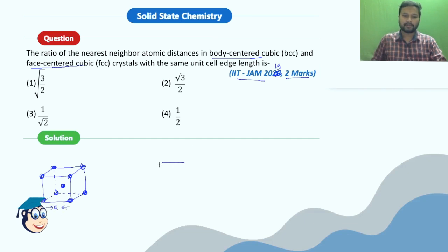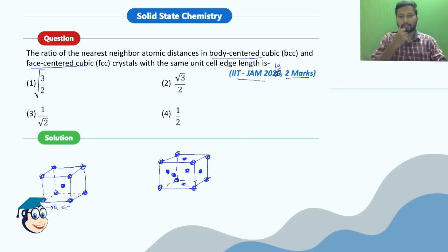Whereas if I draw for FCC, again a particular cube, in that case you have atoms at the corners, you know that. Along with that, you have atoms on the face centers. Face centers means, let's say this is the front face, so you have an atom at the center of this. This is the side face. You have an atom at the center of the top face, this back face, this side face and the down face. So this is your BCC and this is nothing but FCC.